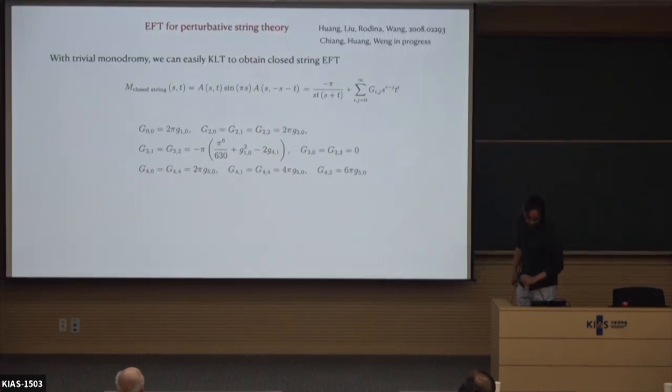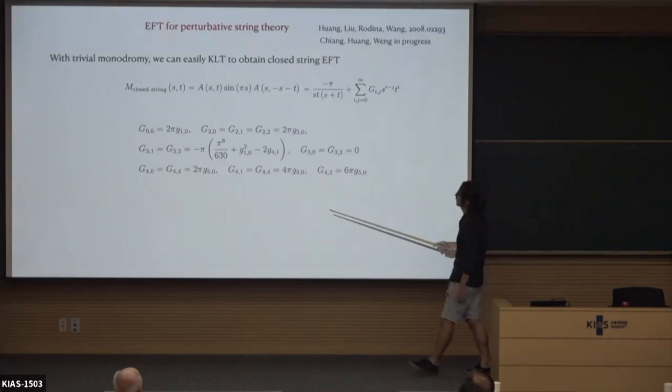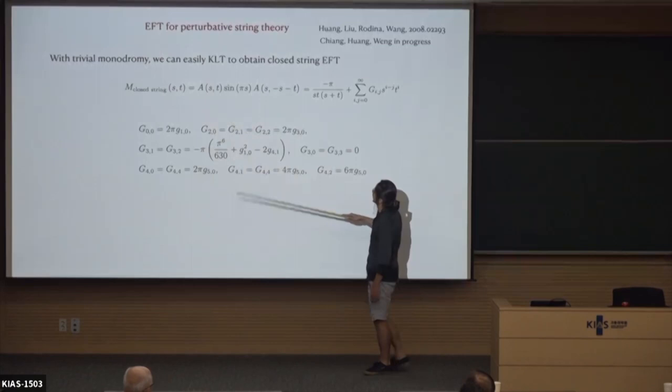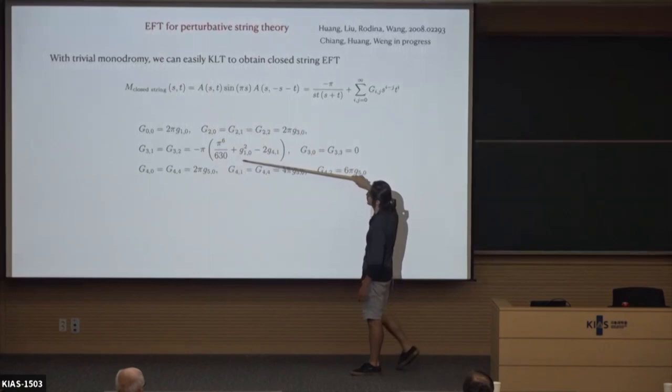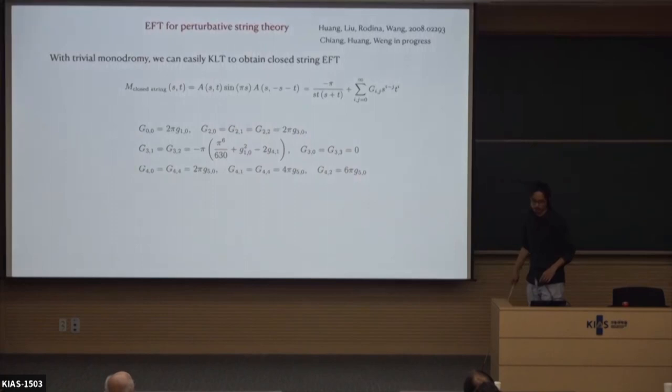And finally, once you have the monodromy conditions, you can plug this into the formula that we have that relates the open string to the closed string. You just plug in the open string coefficients here, and then you have the direct relation between the closed string and open string coefficients, and you can draw out the closed string result. This was genus zero. Yes, this is genus zero.